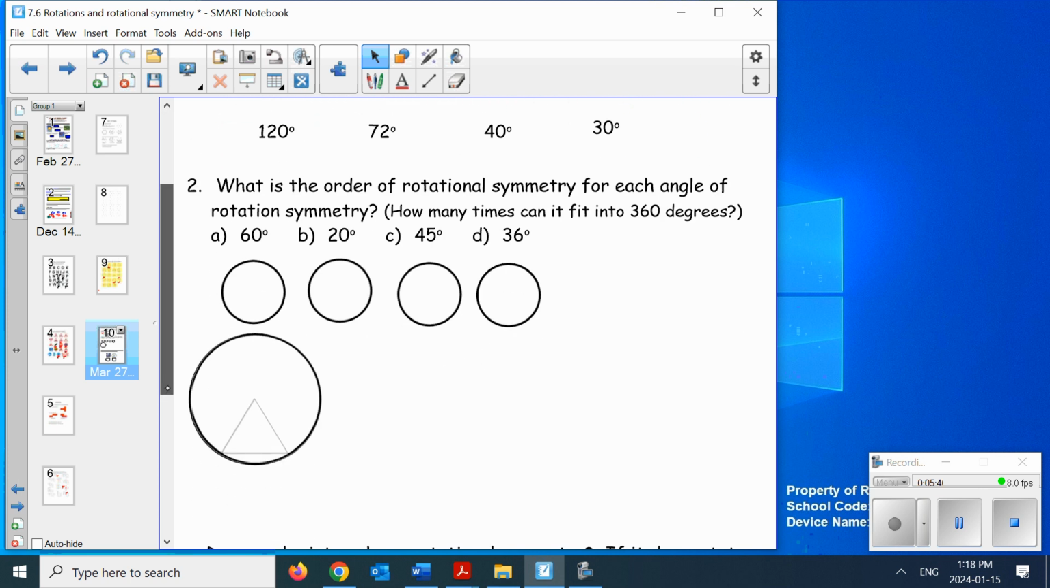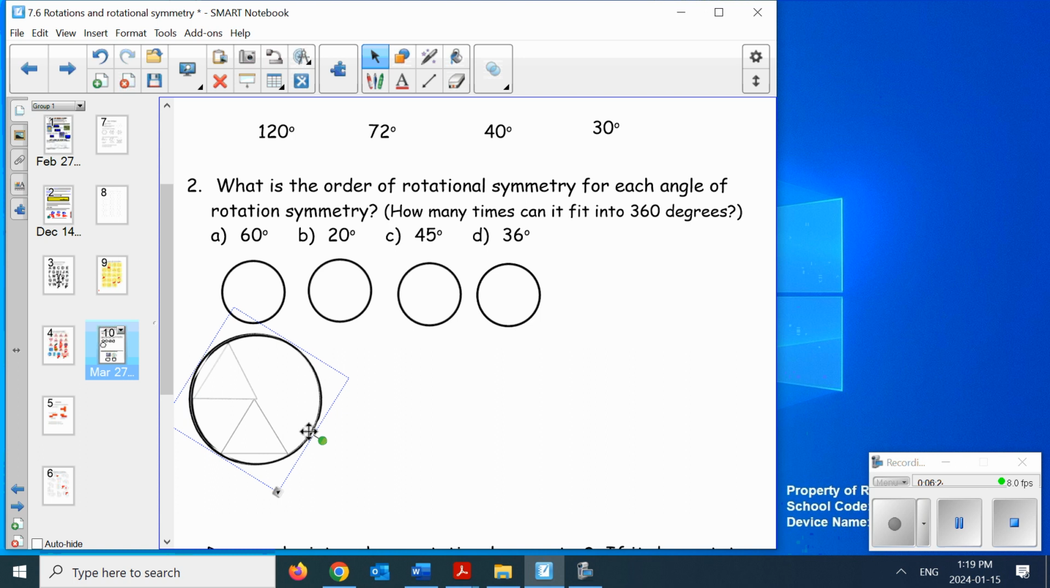Okay, this is the exact same concept, opposite question. What's the order of rotational symmetry for each angle of rotation? How many times can it fit into 360 degrees? So the first one, A, 60 degrees. Did you know that an equilateral triangle is guaranteed to have three 60-degree corners? Look at this. If I do it like this, 1, you guys follow this? This is order of 1.